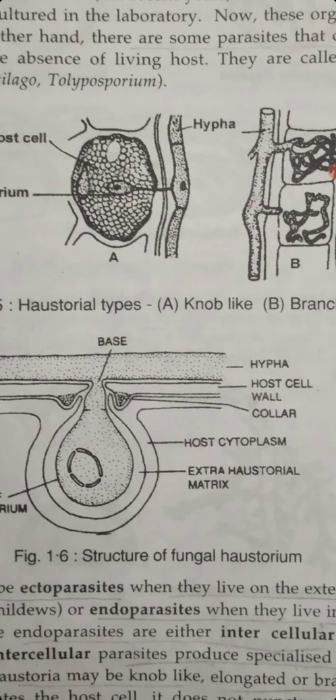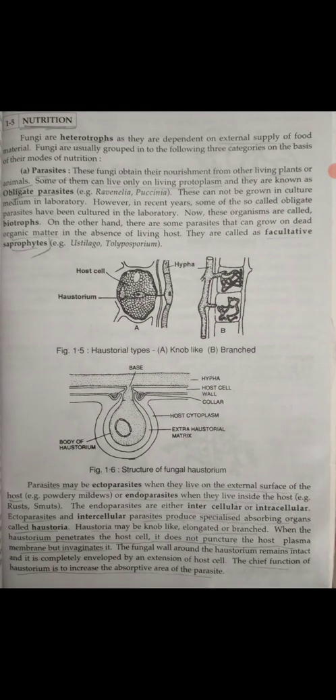Here we could see the haustorium is a knob-like structure. It does not puncture or harm the cell wall, but it directly penetrates or invaginates inside the host cell, and then it absorbs all the nutrients. So this is regarding the haustoria.